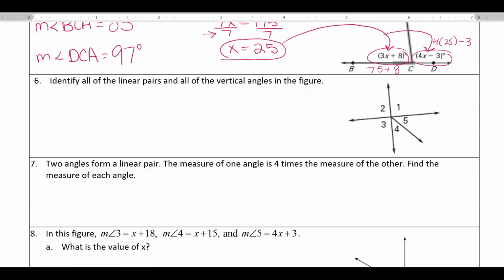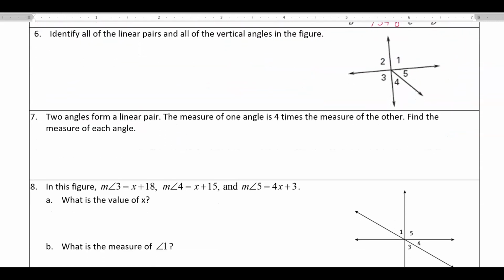Now let's move on to question 6. It says identify all of the linear pairs and all of the vertical angles in the figure. Now let's start out by making a label for linear pairs. And remember the definition of a linear pair. They are on opposite rays, which means they're on a line, and they are adjacent.